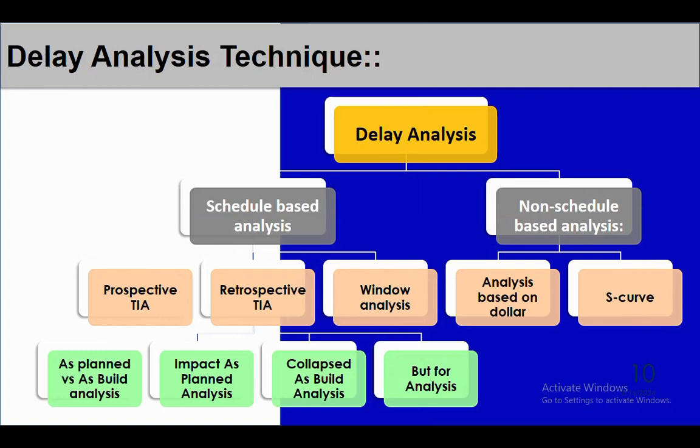Schedule based analysis is further divided into prospective time impact analysis, retrospective time impact analysis, and window analysis. Among these three, the most commonly used is retrospective time impact analysis. Retrospective time impact analysis is further divided into as planned versus as built analysis, impacted as planned analysis, collapsed as built analysis, and but for analysis. Here also, among the four types of retrospective time impact analysis, the most commonly used technique is impacted as planned analysis. However, we will discuss all these different techniques one by one in our upcoming slides.